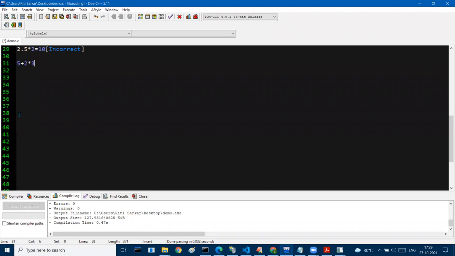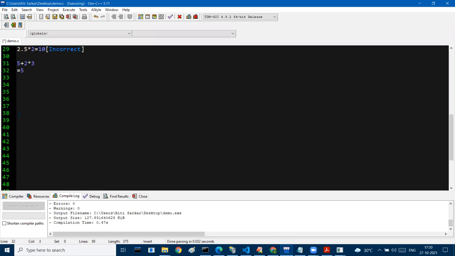Here, no question of associativity. Here, the only thing is precedence. As per the precedence, who is having high precedence? Multiplication is having high precedence compared to plus. Does it mean that you will evaluate directly from here? You will directly start from here? No, sir.